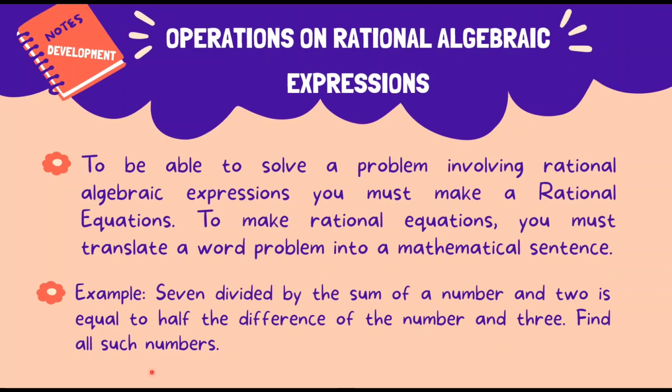So we need to find all such numbers. So again, 7 divided by the sum of a number. So we need to represent a variable as a number. So usually we can represent x as a number. Okay, so let us have the process in order to solve that problem.